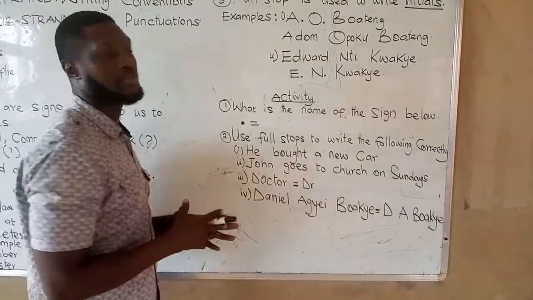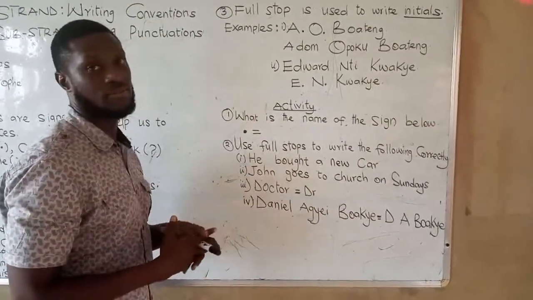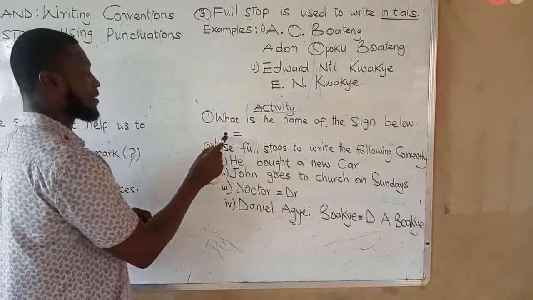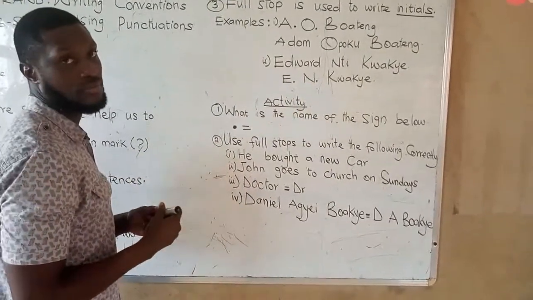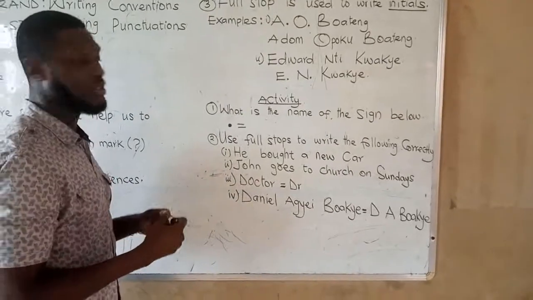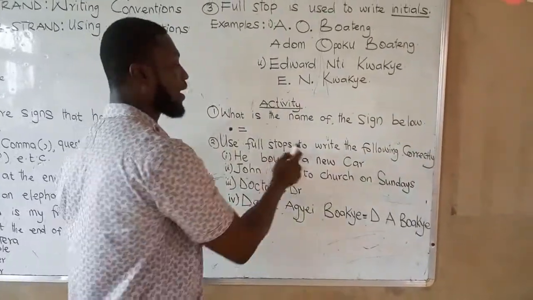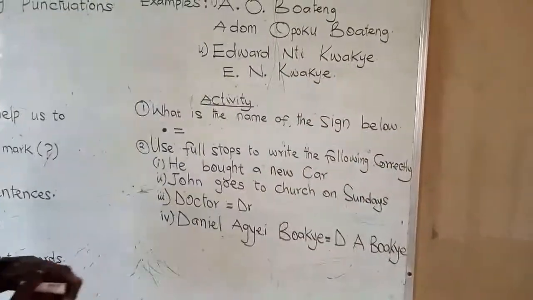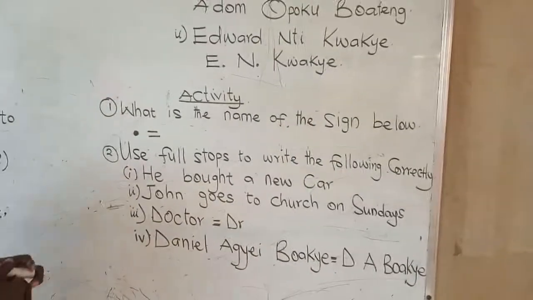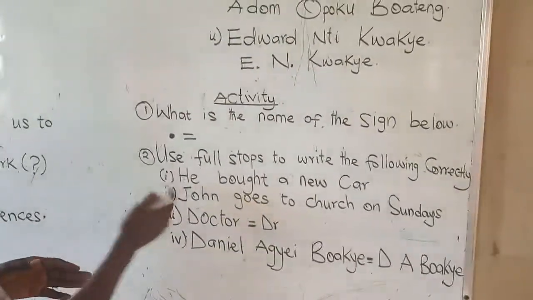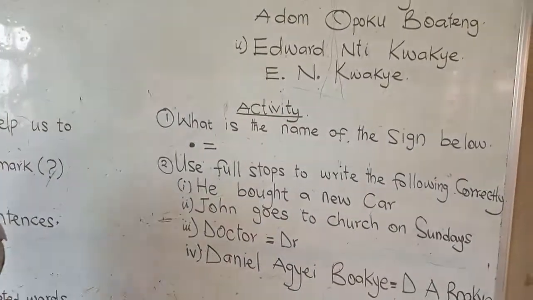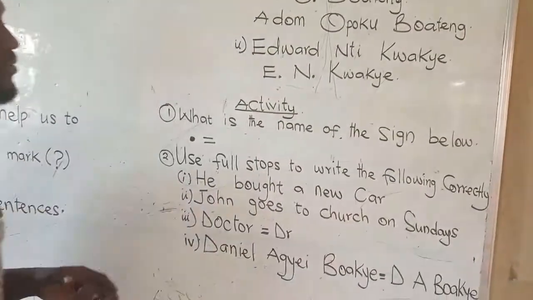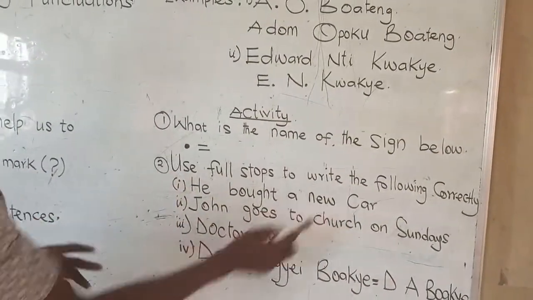But before we do that, let's take an activity here. The first one says, what is the name of the sign below? So this particular sign, what is it called? Two. Use full stops to write the following correctly. The first one reads, he bought a new car. He bought a new car. We are using full stop to correct this sentence.